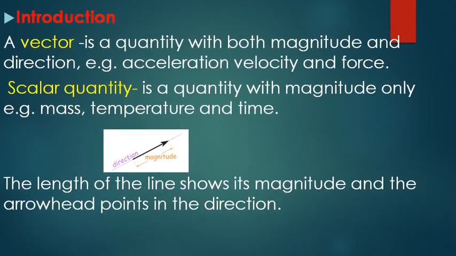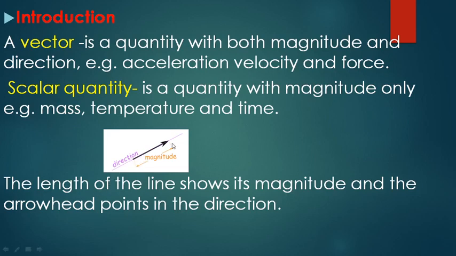Now, we want to introduce by defining some of these terms what we call a vector. A vector is a quantity with both magnitude and direction. Examples are acceleration, velocity, and force. When we talk about magnitude, we mean the size. That is, you can measure it. A scalar quantity is a quantity with magnitude only, e.g. mass, temperature, and time.